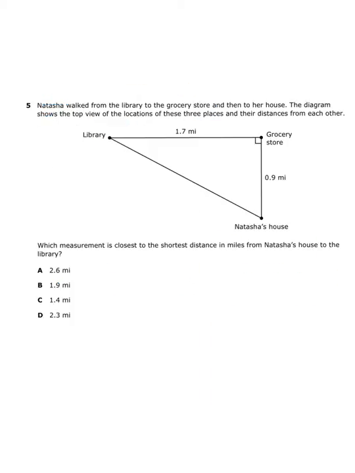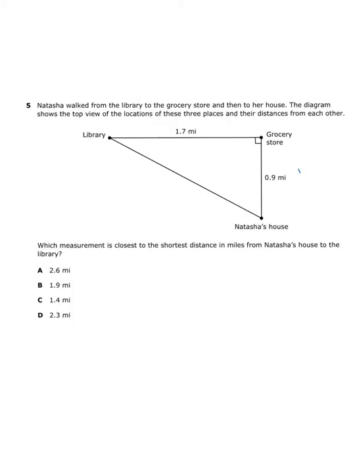Number 5. Natasha walked from the library to the grocery store and then to her house. The diagram shows the top view of the locations of these 3 places and their distances from each other. Which measurement is closest to the shortest distance in miles from Natasha's house to the library?